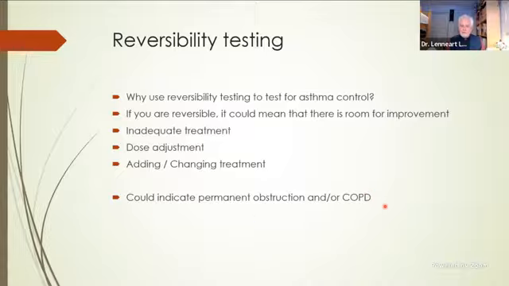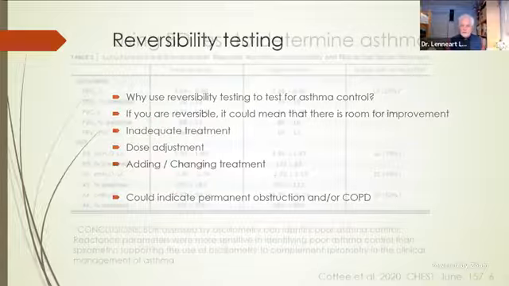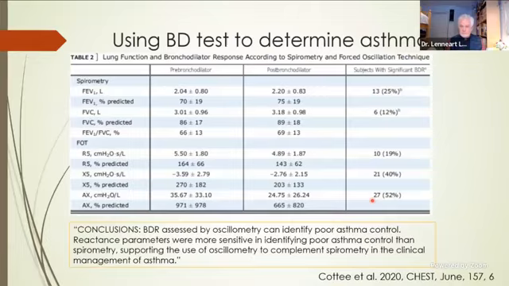Lack of reversibility could actually indicate a permanent or fixed obstruction, or maybe even COPD. So reversibility testing is revealing. Some people could start with asthma, but for whatever reason, later on in life develop a COPD component. So it will help with the further sort of added diagnosis.